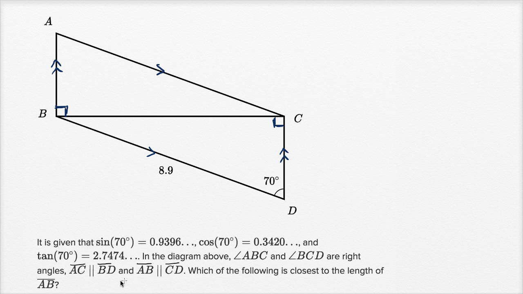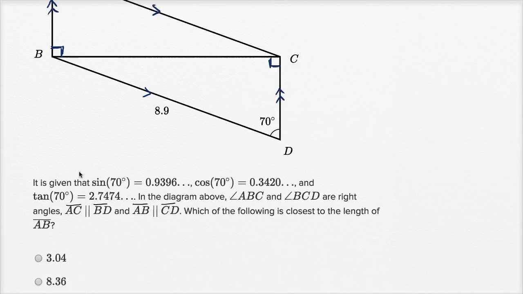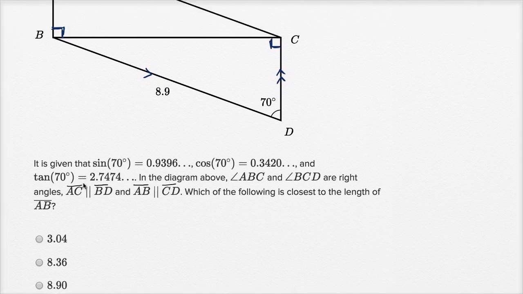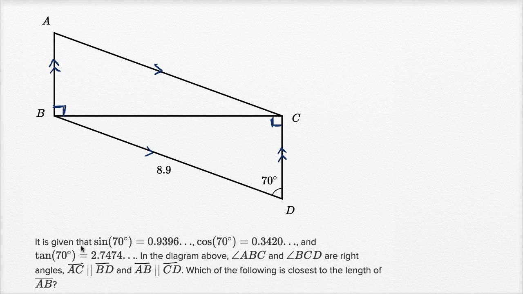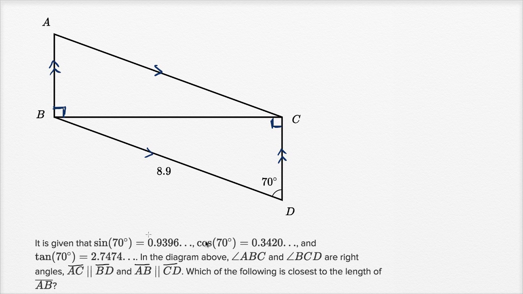Which of the following is closest to the length of AB? And they give us some choices here. So let's think about it. We have a 70-degree angle here, and they've given us the sine, cosine, and tangent of 70 degrees. So it feels like we should be able to use that somehow. Actually, if they were asking us for the length of side CD, we could immediately apply our trigonometry.